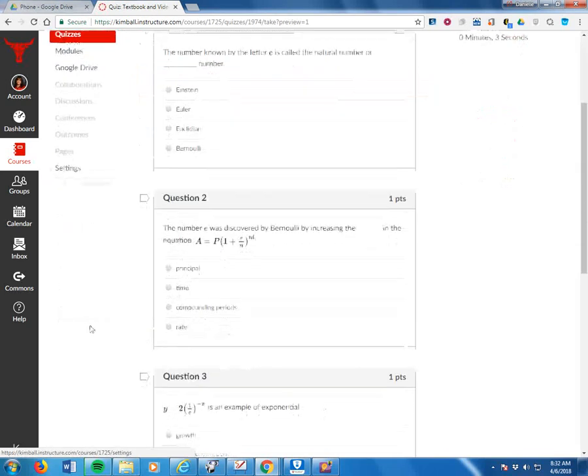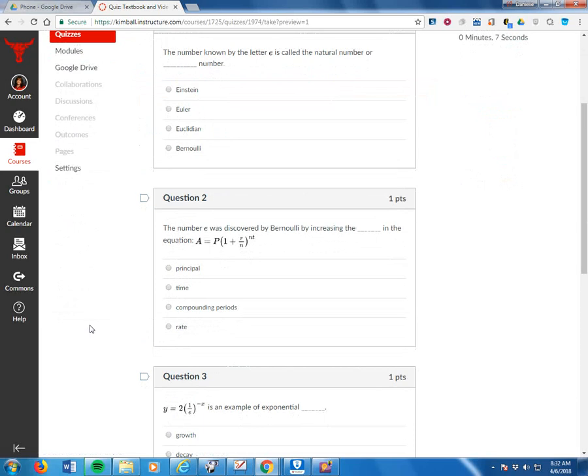Okay, the number known by the letter E is called the natural number, or the Euler number. It's pronounced Euler. It looks like Euler, but they pronounce it Euler. So E, the letter E, is called the natural number or the Euler number. The number E was discovered by Bernoulli by increasing the blank in the equation. What?